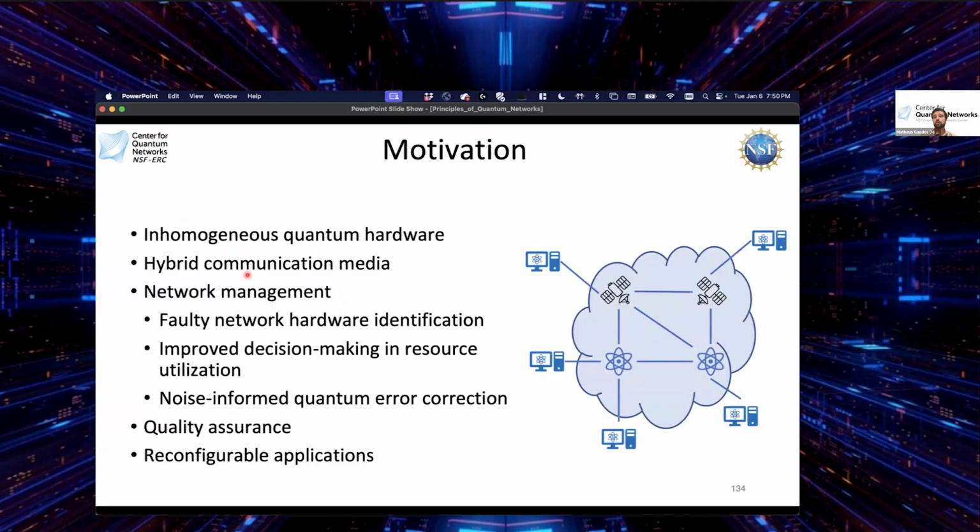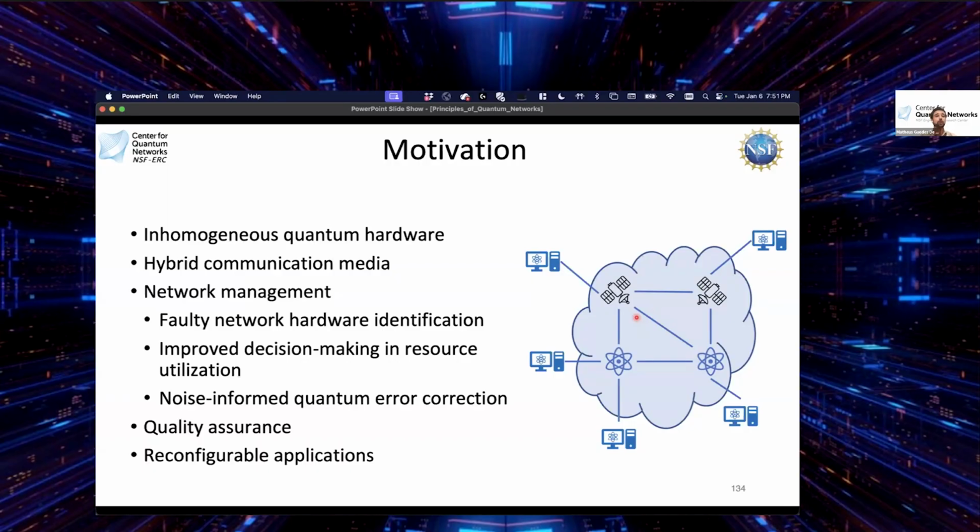Well, we might have inhomogeneous quantum hardware in our networks together with hybrid communication media, but we still would be interested in characterizing links and performing network management. So for instance, it might be interesting for us to perform faulty network hardware identification without having to really have direct access to the network infrastructure. By doing so, and by being able to characterize, let's say, the noise introduced by the links of the network, we might be able to do improved decision-making when doing resource utilization and allocation. For instance, we might want to avoid particular links of the network if they are introducing a lot of noise to the entangled states they are generating.